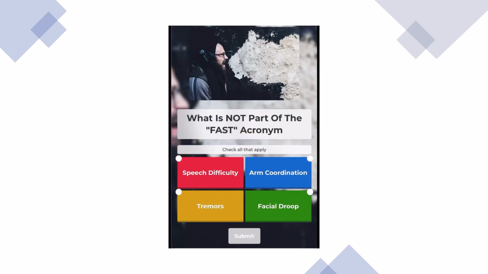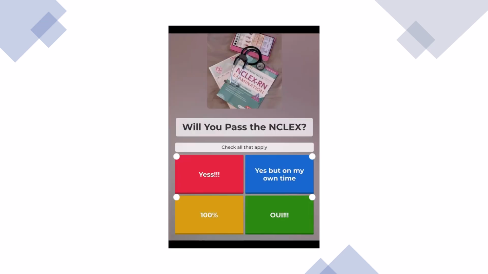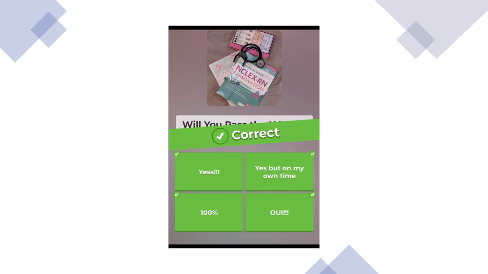What is not part of the FAST acronym? A. Speech difficulty, B. Arm coordination, C. Tremors, D. Facial droop. The correct answer is B and C. Will you pass the NCLEX? You know the answer is a yes.